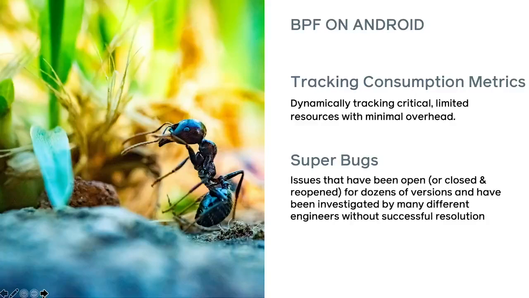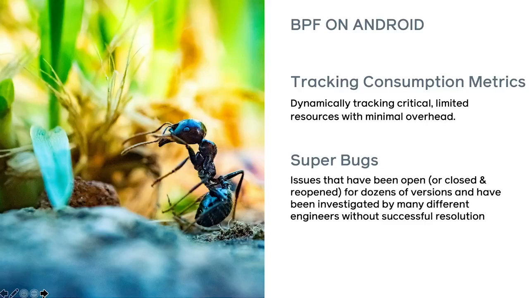Consumption metrics are what we define as critical but also limited resources that can affect your application. These can be things like file opens, disk operations, memory allocations, page faults, anything that's not necessarily the latency of your application, but things that will affect the performance, the latency, or the reliability of your application.